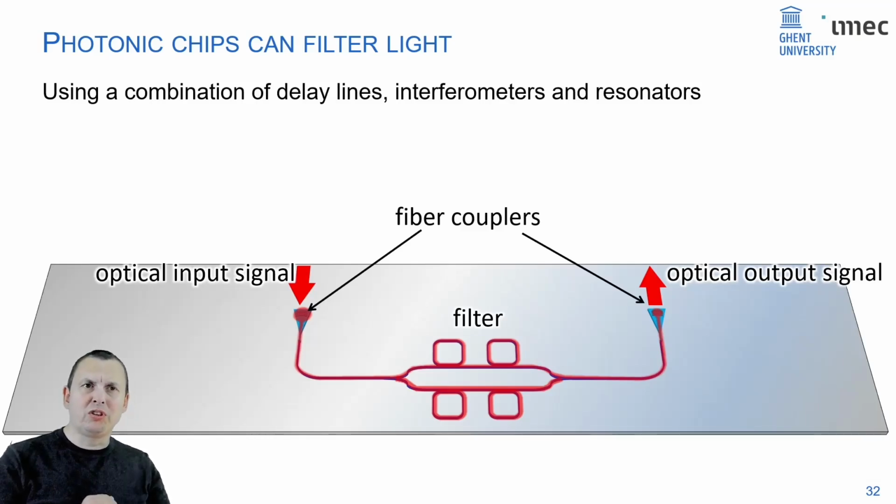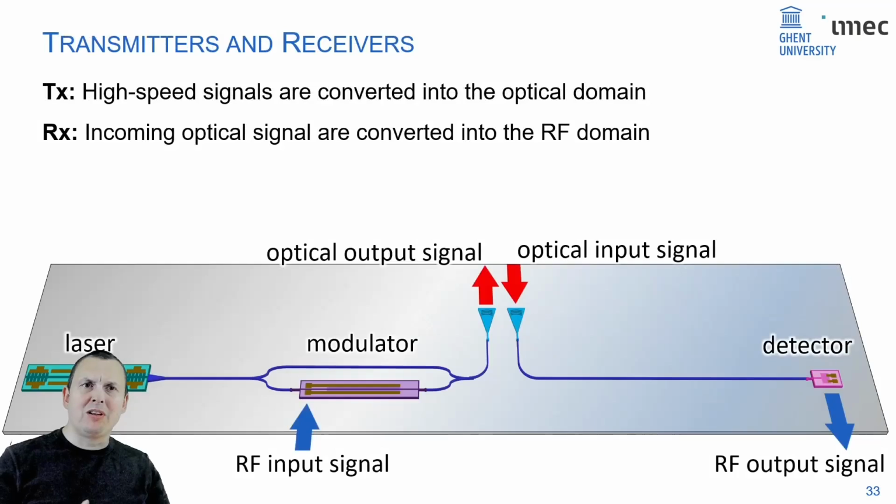Now, we also know other types of optical circuits, typically with active devices, for instance, a transceiver, a transmitter with a laser and a modulator, a receiver with a photodetector, again using fiber interfaces. Now, in this case, this chip doesn't only process optical signals, it also processes high-speed electrical signals, because your modulator is modulated with an RF signal, your detector outputs an RF signal.